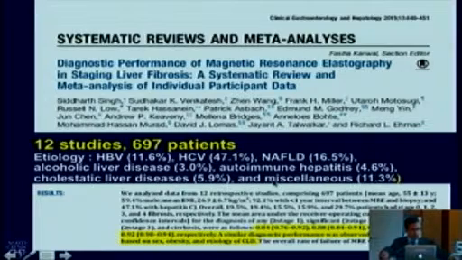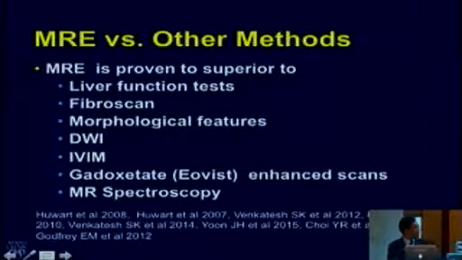We also recently performed a systematic review and meta-analysis with multi-institutional studies. We combined about 700 patients from 12 studies, and we also showed the same thing: the accuracy for differentiating normal from any kind of fibrosis was 0.84, and it gradually increased as the liver fibrosis stage increased. Advanced fibrosis has 93% accuracy.